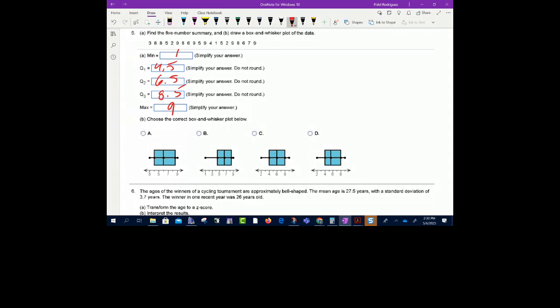Here's my minimum, boom, right there. My Q1 should be 4.5. That's going to be that number right there. That looks roughly like 4.5, right? My Q2 should be 6.5, boom, that number right there. My Q3 should be 8.5, boom, right there. And there we go. So B's looking pretty good to me.